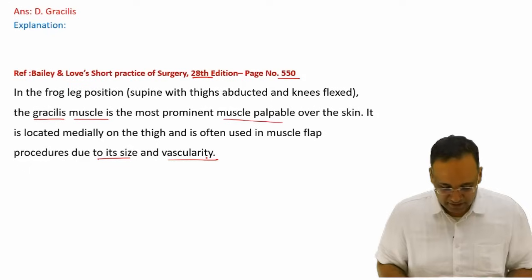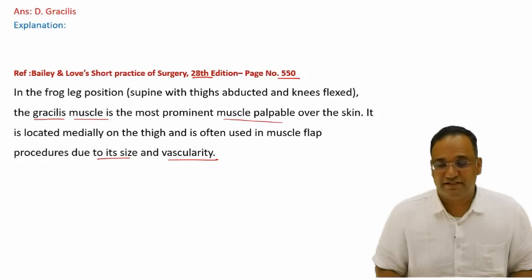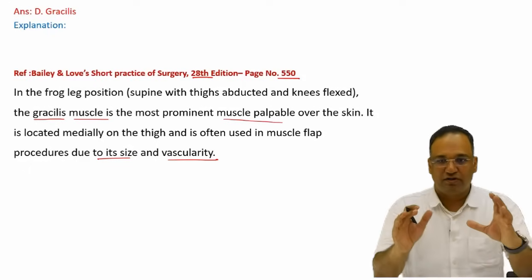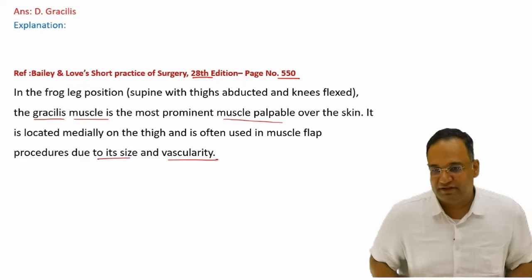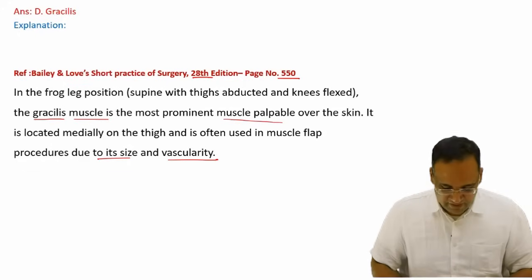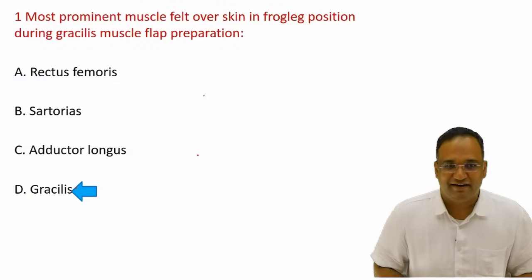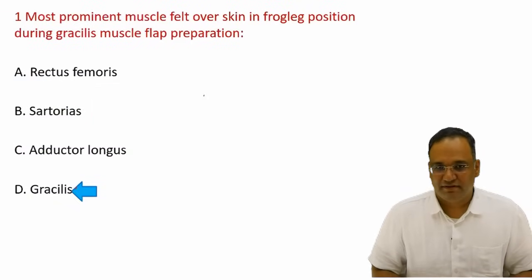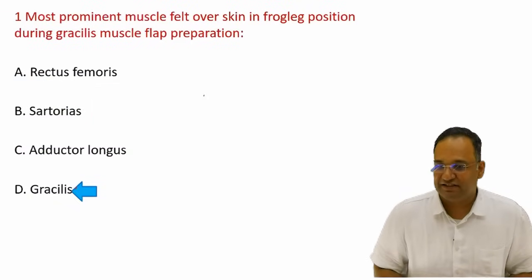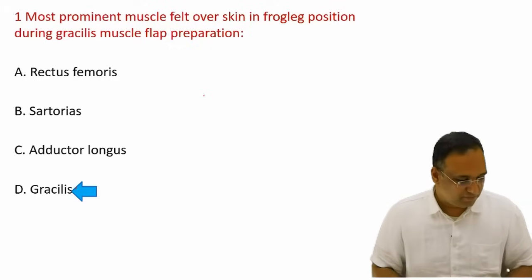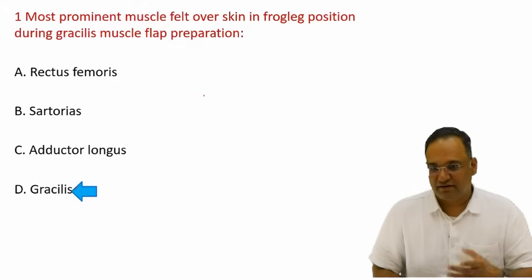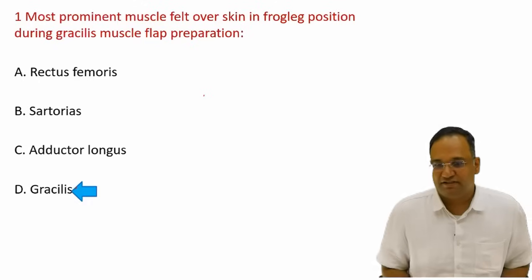and vascularity. Because most of you answered option C as adductor longus. But this is exactly what is given word to word in Bailey and Love. If this question appears to you and the options are the same, then according to the reference, the answer becomes gracilis muscle, option D. Now, the floor is open for discussion and you can give your views on why you answered C.